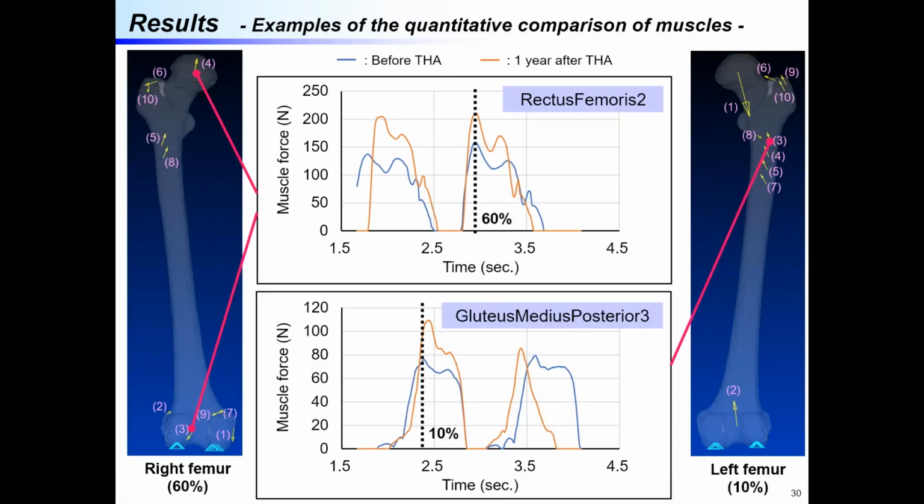This slide shows one of the examples of the quantitative comparison of muscles which changed significantly. The blue one is before THA, the orange one is 1 year after THA. Notably, you can find the increase of muscle forces.